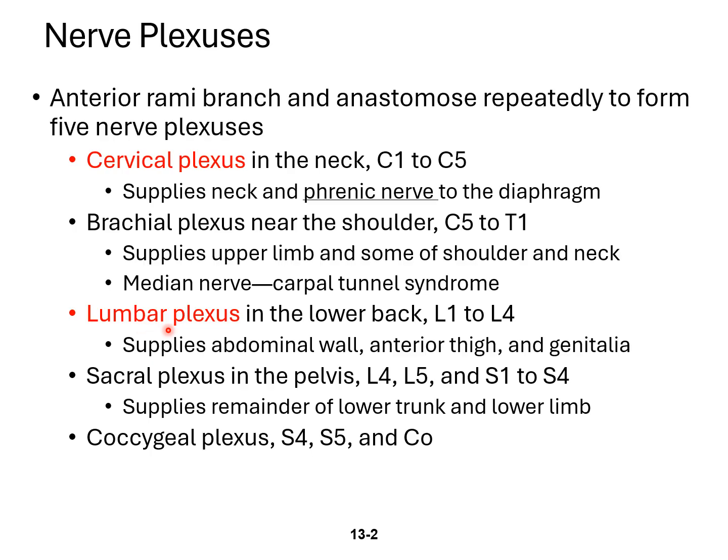Then we have lumbar plexus in the lower back, L1 to L4. This one's a little interesting because it's lumbar, you think lower back, but this is going to supply the abdominal wall, anterior thigh, and genitalia. If you look at the sacral plexus in the pelvis, it goes from L4, L5, S1 to S4, and this is going to supply the lower trunk and the lower limb. And you have one important nerve that is coming out of L4 to around S3, and that's going to be the sciatic nerve.